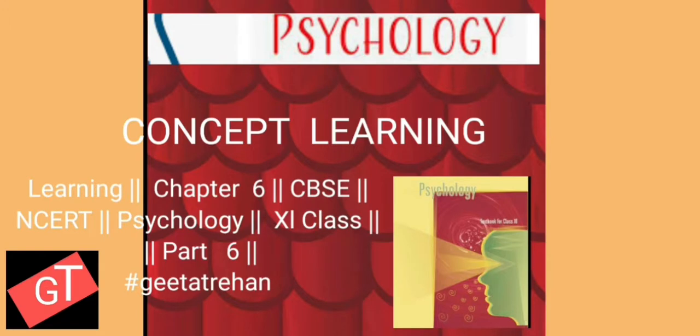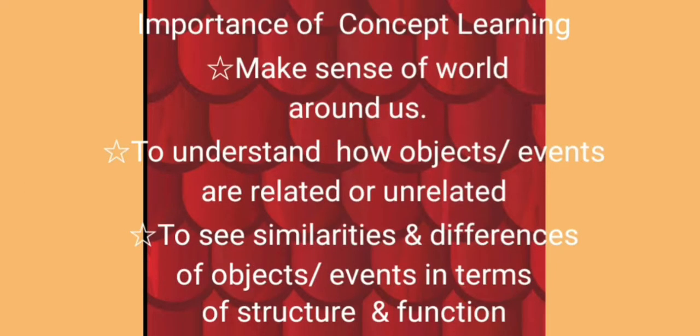This type of learning is very important to us because it helps us to understand different objects or events that are around us and to make sense of it. It also helps us to see whether the things are related or unrelated to each other, and they further help in better understanding of the world around us.